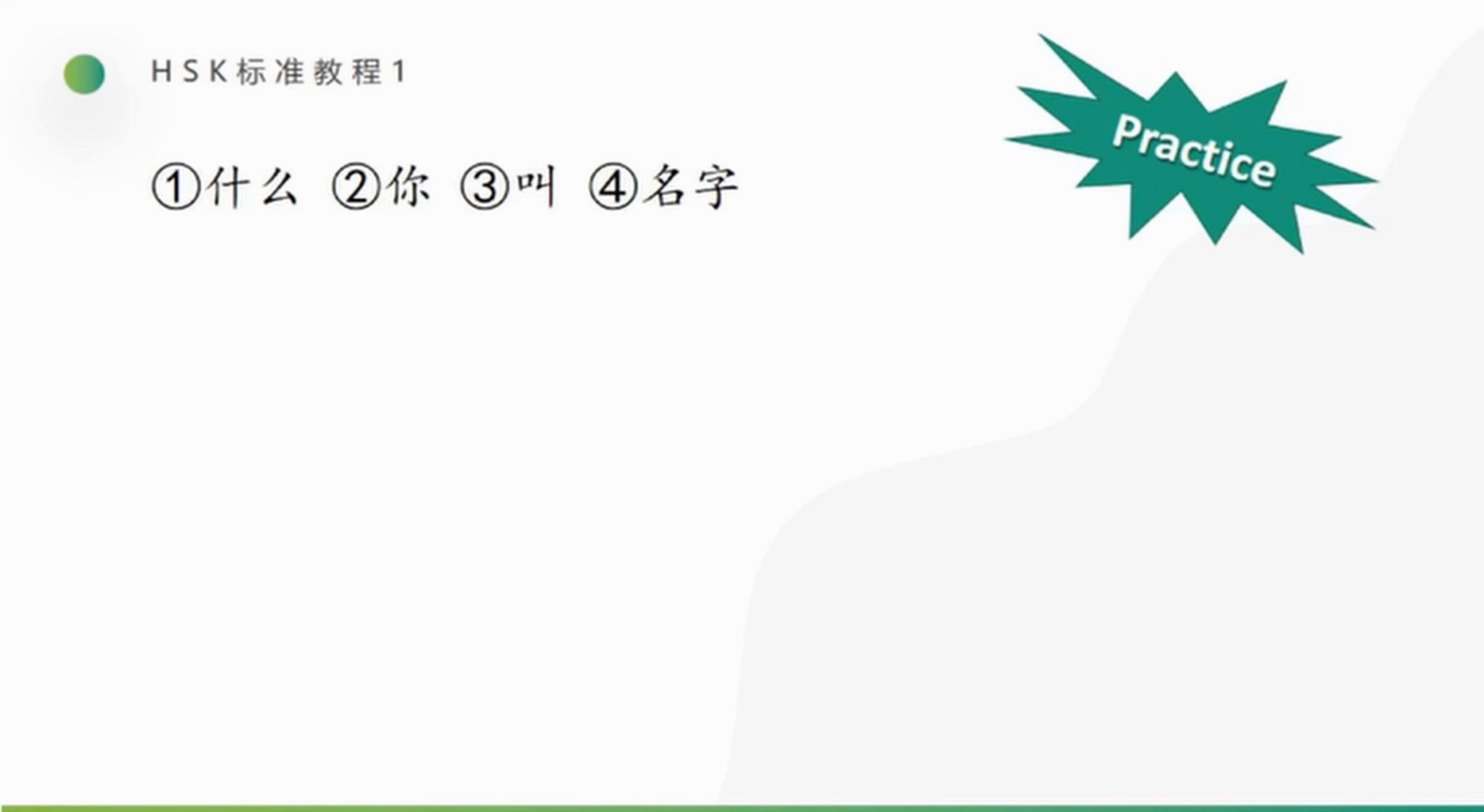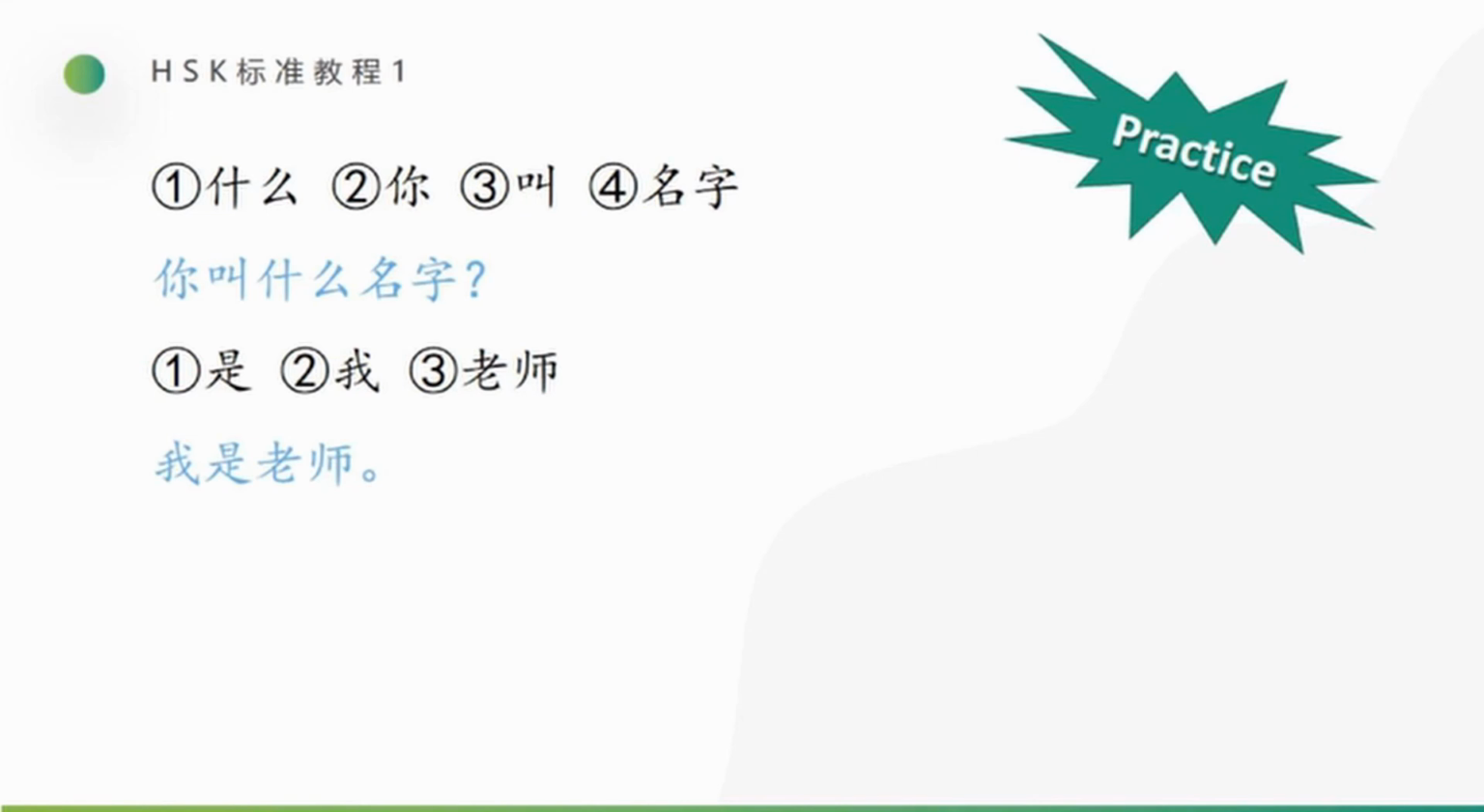Let's put the words into a sentence. I split the sentence into different parts. Can you tell me the right order of this? For example, like the first one, 什么你叫名字. You can type 汉字, you can also type the numbers. It's 你叫什么名字。Very good. Let's do it. This one, very easy. 我是老师。Very good.